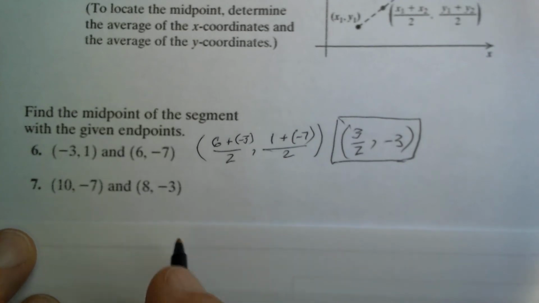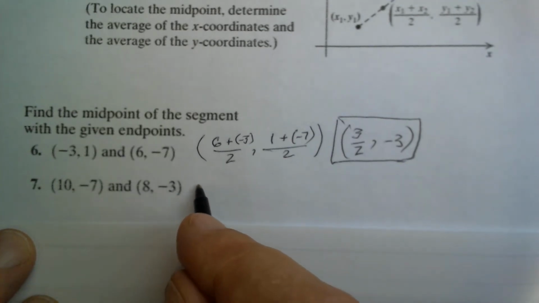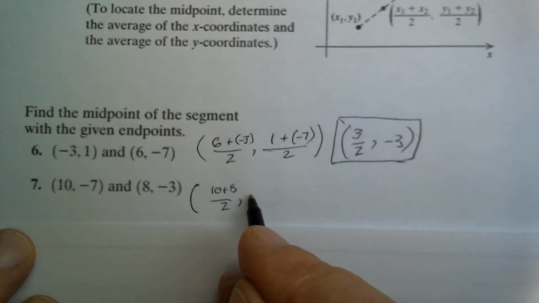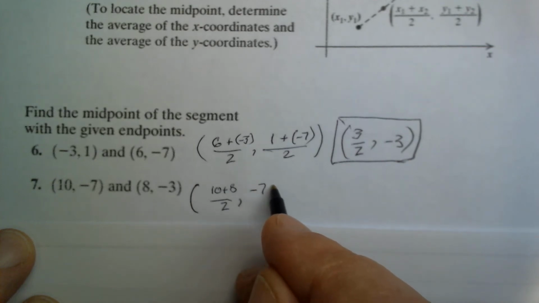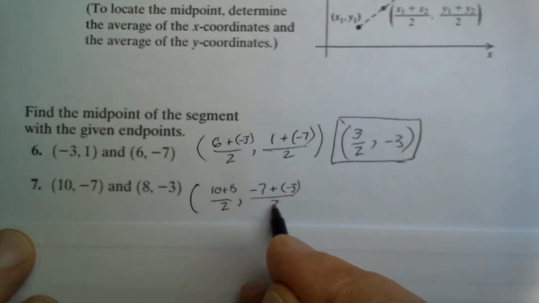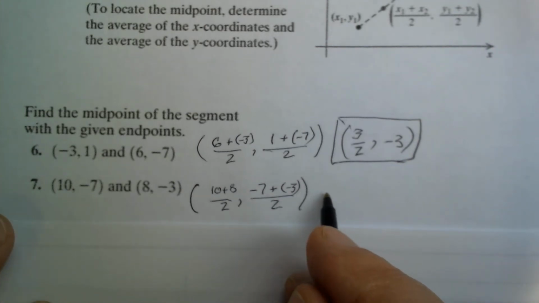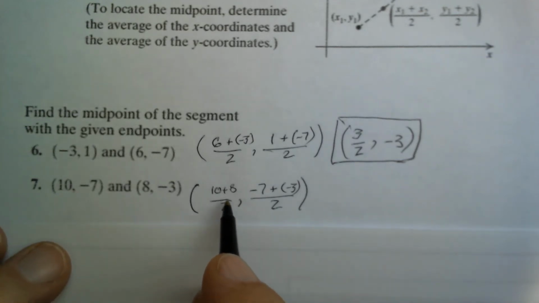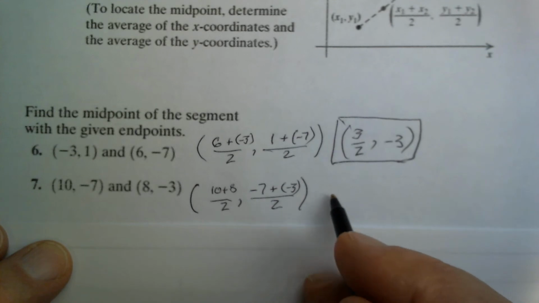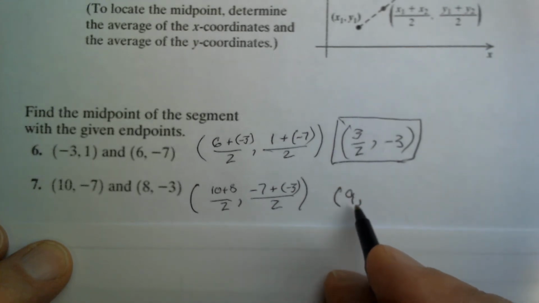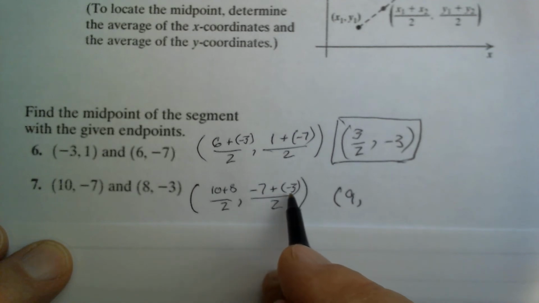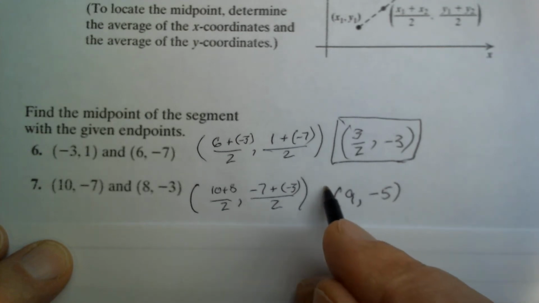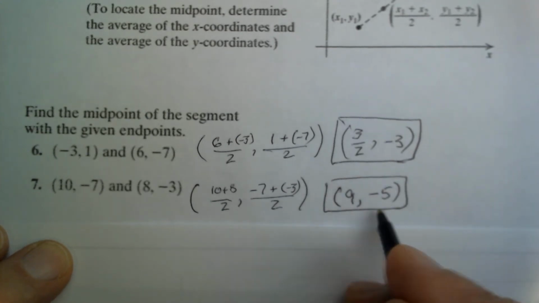Similarly, for the next part here, for the x-coordinate, we have 10 plus 8 divided by 2, and we have minus 7 plus negative 3 divided by 2. And since 10 plus 8 is 18, 18 divided by 2 is 9. That's the x-coordinate of the midpoint. And minus 7 plus negative 3 is minus 10, divided by 2 is minus 5. So these are the coordinates of the midpoint for number 7.